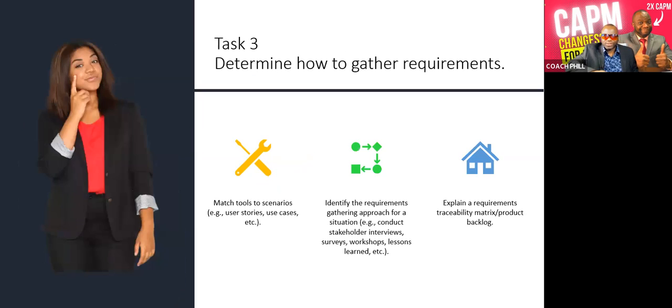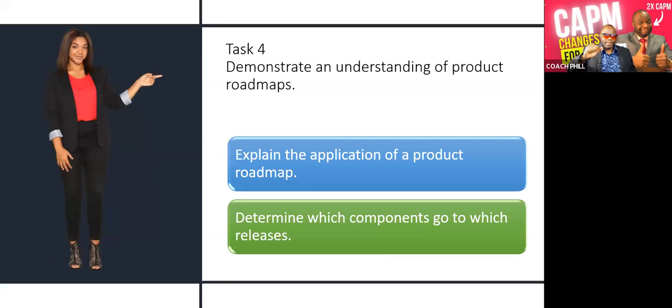Moving on to the next one, task 3, determine how to gather requirements. Match tools to scenarios, user stories, use cases, and so on. Identify the requirements gathering approach for the situation. How are we going to collect requirements in this situation? And explain a requirements traceability matrix or product backlog. That terminology of product backlog may be new to some folks, so you want to close any gaps there.